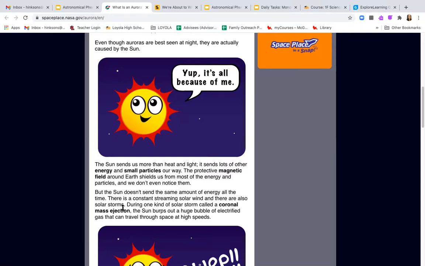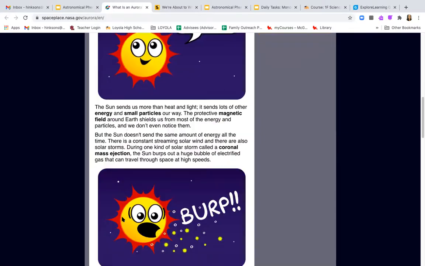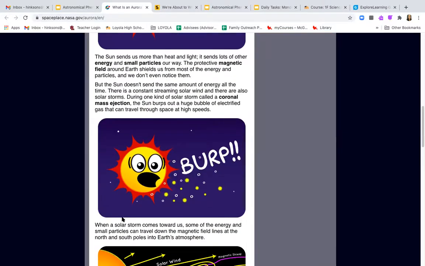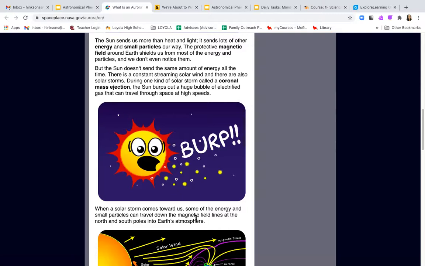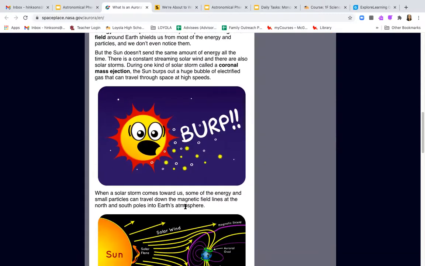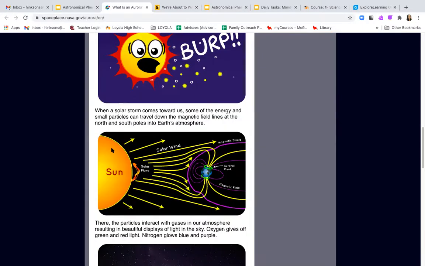During one kind of solar storm, called a coronal mass ejection, the sun burps out a huge bubble of electrified gas that can travel through space at high speeds. When a solar storm comes towards us, some of the energy and small particles can travel down the magnetic field lines at the north and south poles into Earth's atmosphere. Remember that word atmosphere. Think about what it is. So over here we see the sun, you see the solar wind, and this magnetic field.